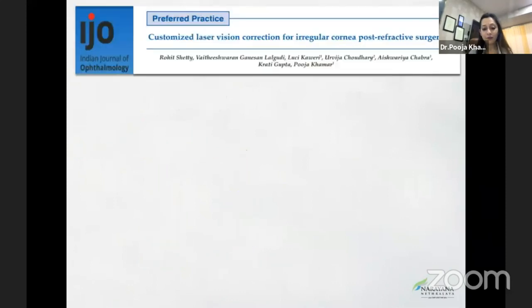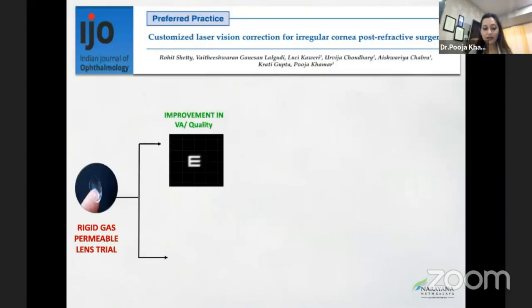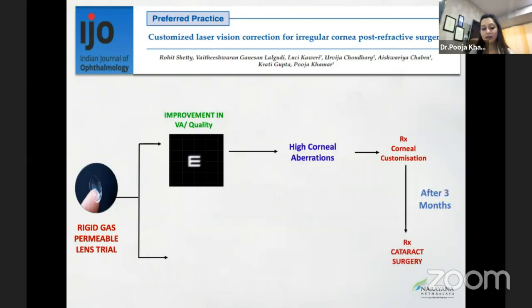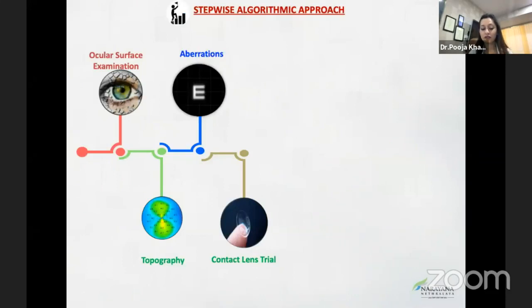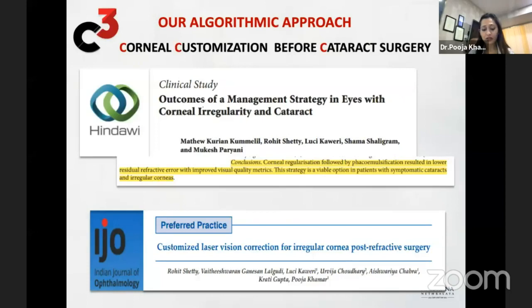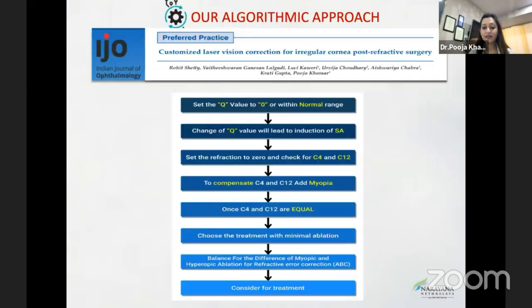So how do we proceed? We do a contact lens trial. It would be an RGP lens. If the visual quality improves, forget the cataract part, but the corneal aberration part improves, that means you're dealing with a cornea problem or corneal aberrations, and then you will go ahead and first do a corneal customization. After that, you will do a cataract surgery. If your condition is not improving, it means that post contact lens, post laser regularization also, the vision might not improve. So our approach would be a stepwise approach.